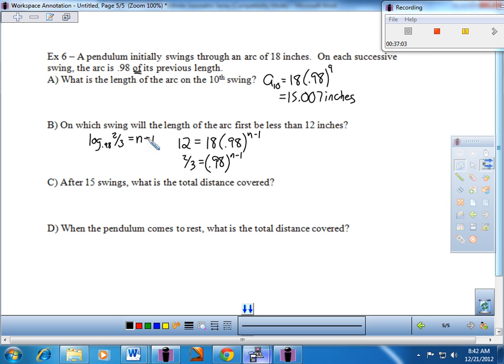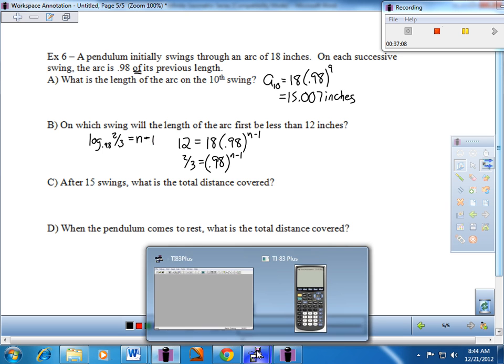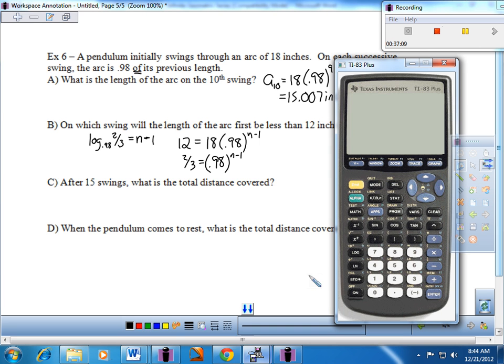Oh, wow, that's awesome. So let's go ahead and bring the calculator up here and get that logarithm. On my calculator, I'm going to do the log of 2/3 and then divide by log 0.98. Get that right there. Don't forget to add the 1, by the way, because our formula has that n minus 1 in there. So I add 1, and I get about 21.06 swings. That's when it would hit 12.